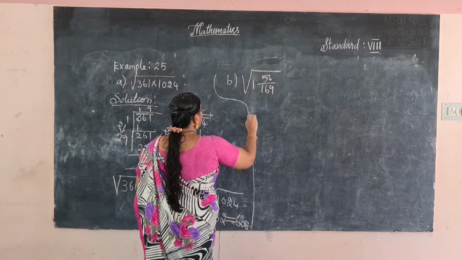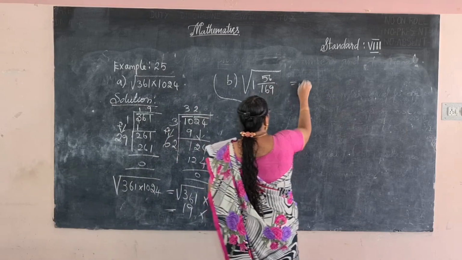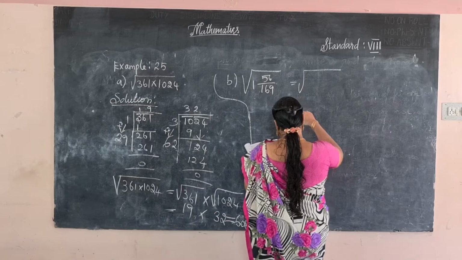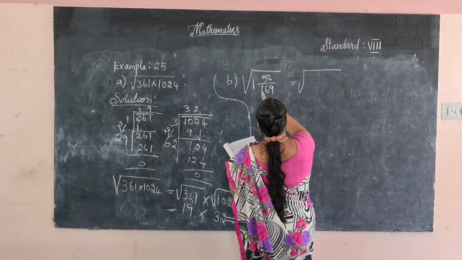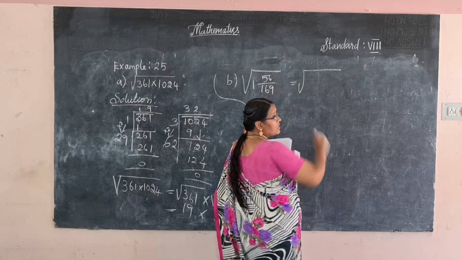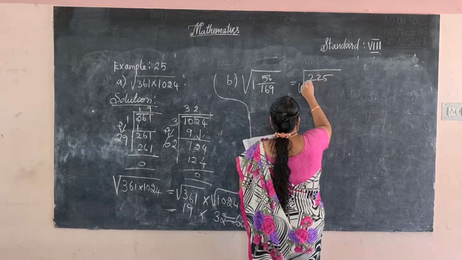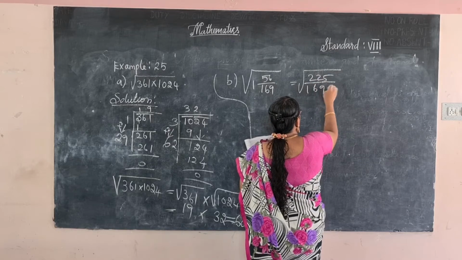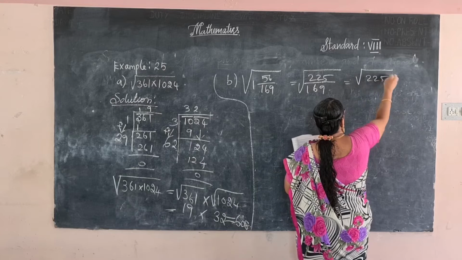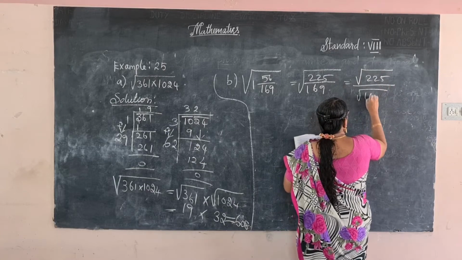Now move to the next problem, B: the square root of a mixed fraction is given. Here we should change it to an improper fraction. What is the value? 1 times 169 is 169, 169 plus 56 is 225. So 225 by 169. Now we write it as the square root of 225 by the square root of 169.